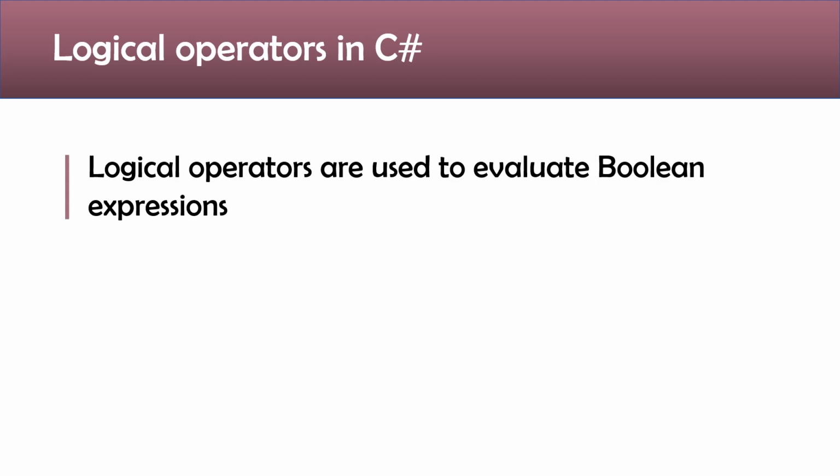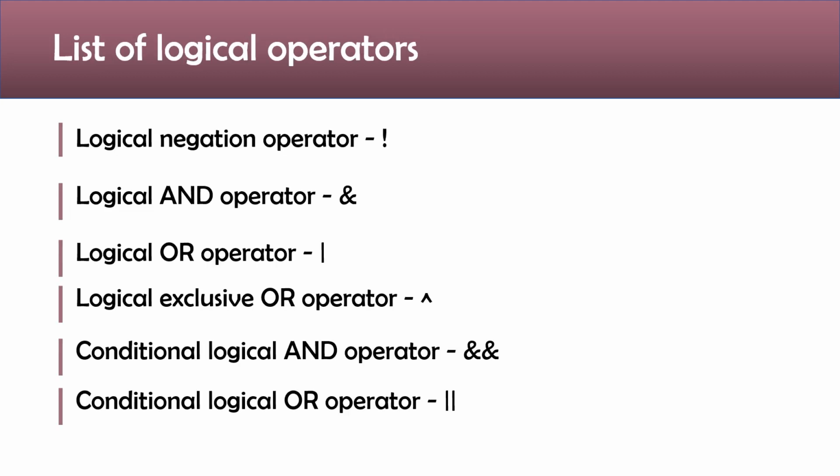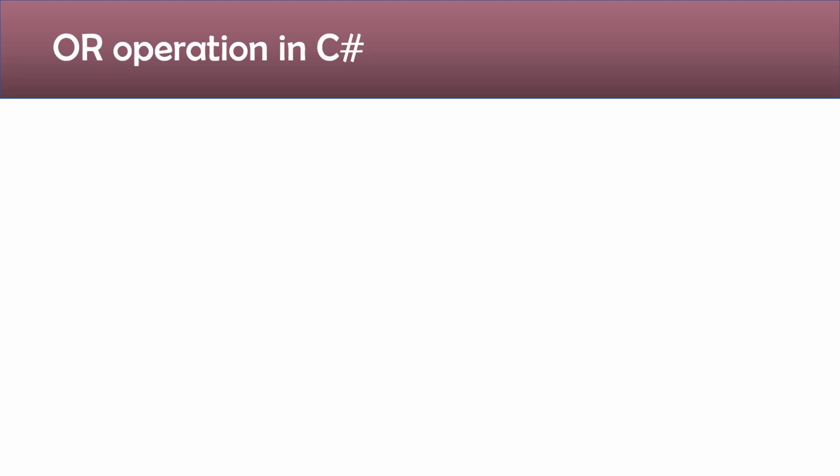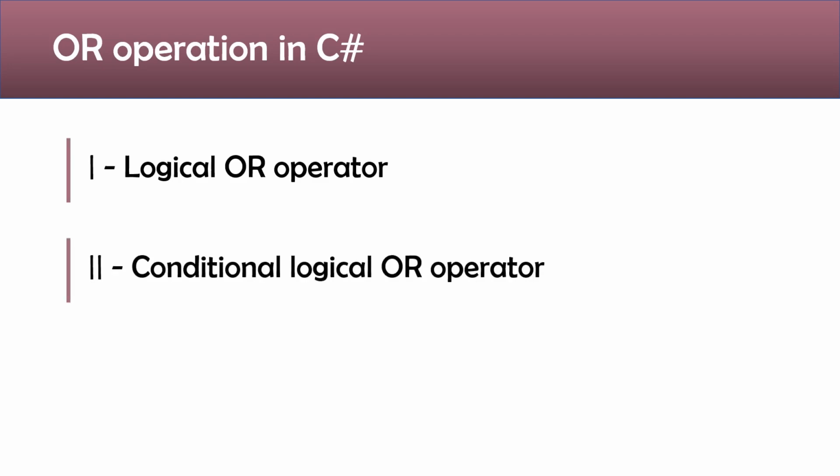As you all know, logical operators are used to evaluate Boolean expressions, and C# has a whole list of logical operators. In C#, the logical OR operation returns true if either or both operands is true. Whenever you want to perform an OR operation, you can use a single bar. We call this the logical OR operator. Or you can write a double bar. We call this the conditional logical OR operator.